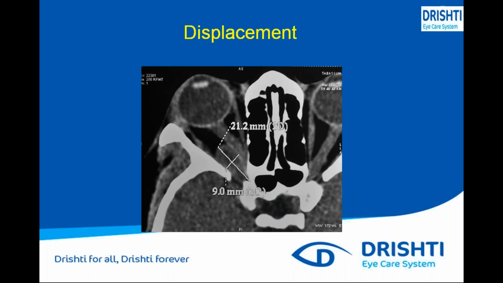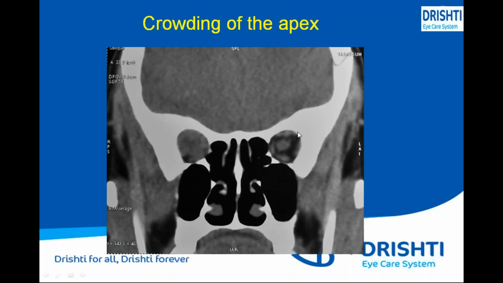Now, crowding of the apex. Normally you can identify all four rectus muscles and the optic nerve. But due to the ill-defined mass, there is total crowding. If you see in a crowded place, if there are four people, you can easily identify one or two people among them. But if it is so much crowded, and you want to identify someone, it will be difficult. So it is an ill-defined mass, and due to it, this is called crowding of the apex.